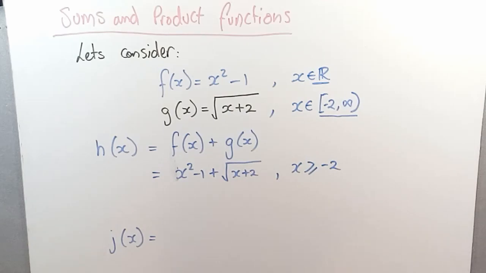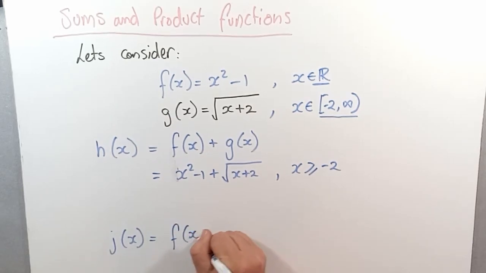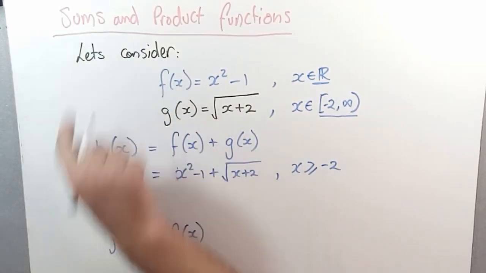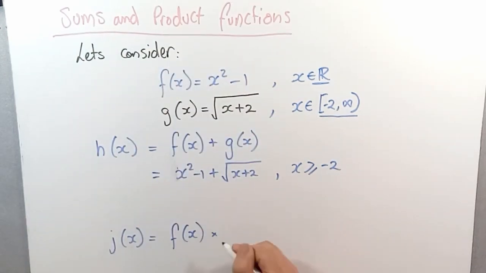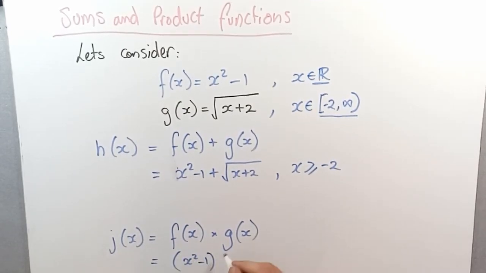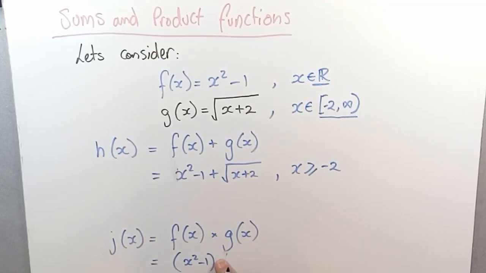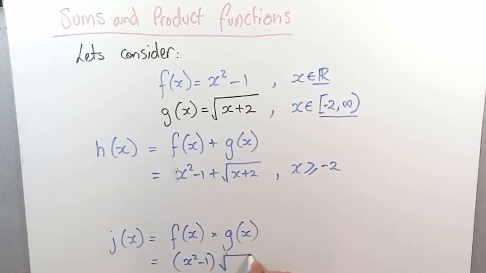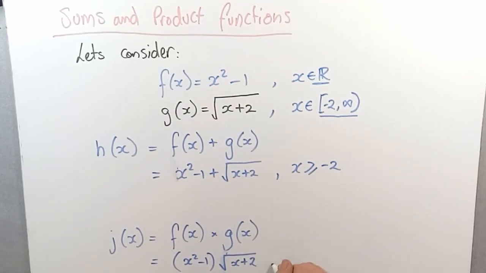Okay. All right. Let's do a product. Instead of adding them together like we did for the sum, we're going to do a product, which is multiply them together. So f of x multiplied by g of x. So to do that, I'm going to go x squared minus 1 multiplied by the square root of x plus 2. So what's the domain of this graph?